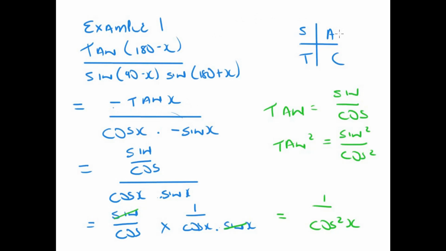However, because it's a cofunction, it will become cos, leaving us with cos x times sine of 180 plus x. Which quadrant is this in? That's in the third quadrant. And in the third quadrant, sine is negative, leaving us with negative sine x. So what does that give us? It gives us negative tan x over cos x times negative sine x. So let's change that tan into sine over cos, divided by cos times sine.